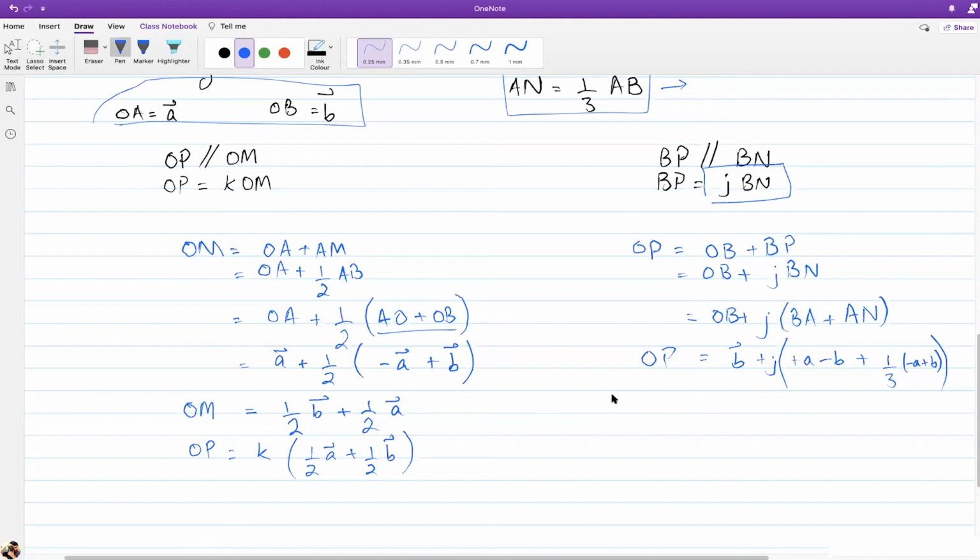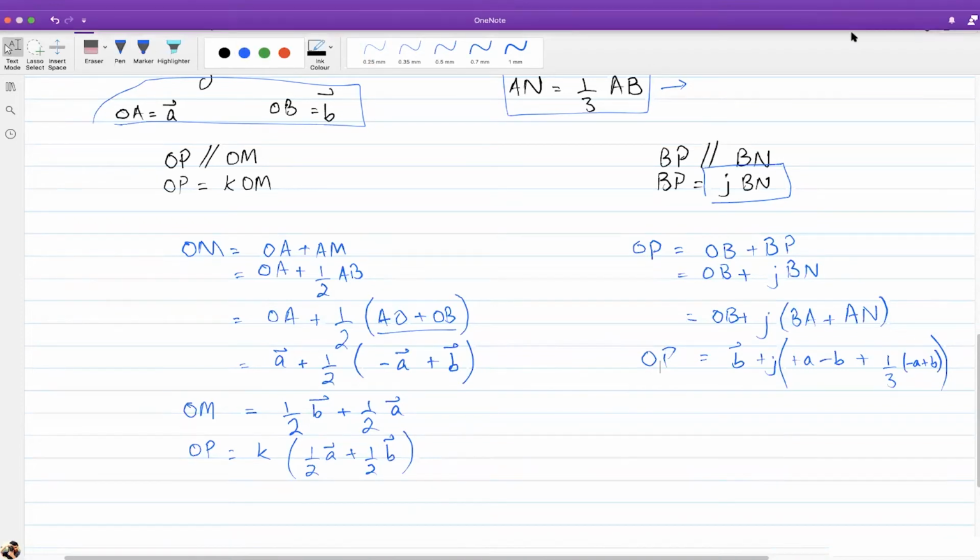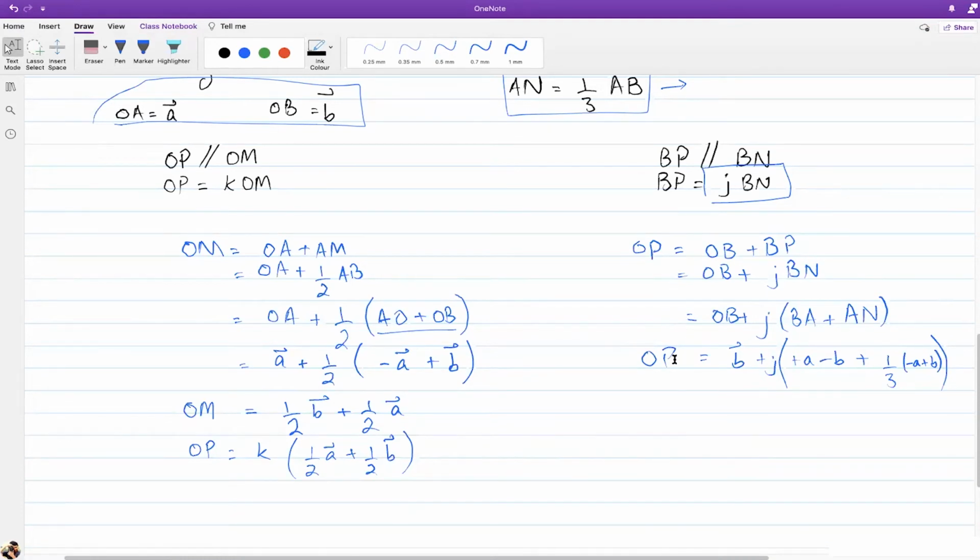And that way I'm able to do it. Sir, but you still have J to find, would you not? Yeah, we won't be able to find J or K because we don't have any numbers. Okay. Sir, I've gotten a bit confused. With what? From OB plus J, sir, I get the B to A and then plus A to N.